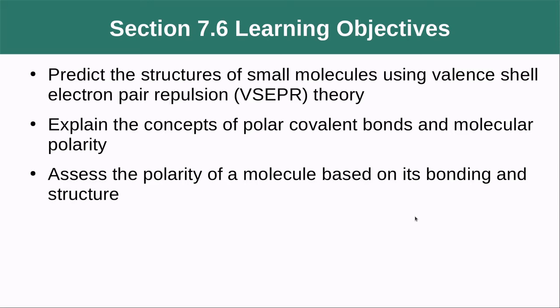In section 7.6, we're going to predict the structures of small molecules using valence shell electron pair repulsion, VSEPR theory. We're going to explain the concepts of polar covalent bonds and molecular polarity, and we're going to assess the polarity of a molecule based on its bonding and structure.